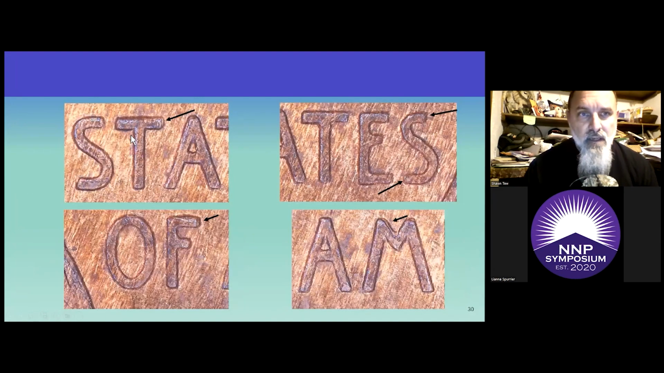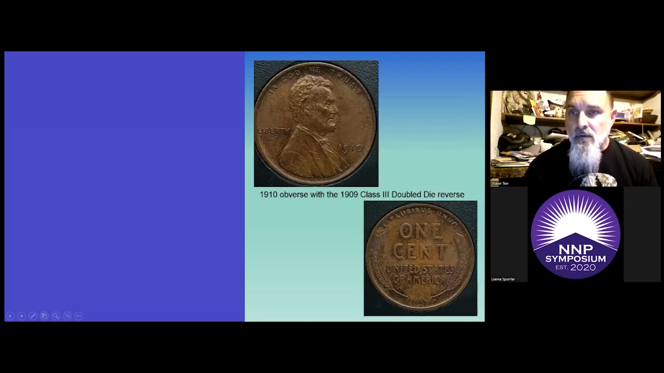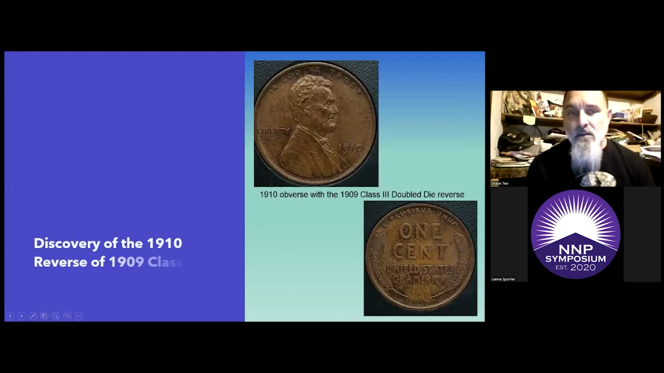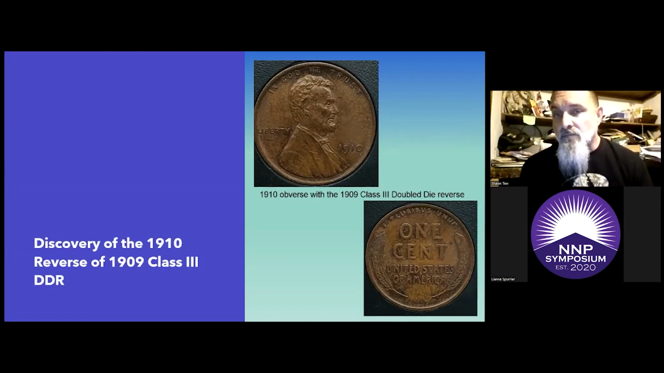Here you can see in states the same thing. You're going to see Barber's T on top of Brenner's T, along with this S. The M is doubled, and the F. So that leads us into the discovery of the 1910 obverse with the 1909 class 3 double die reverse on it.